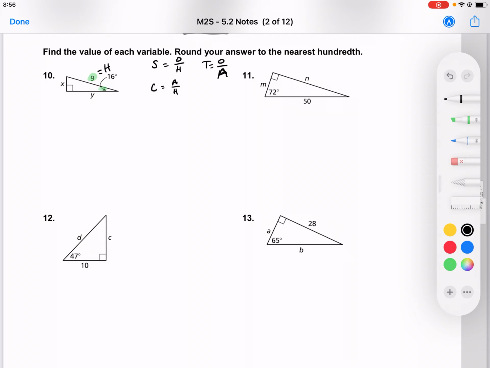Okay, so I'm going to go ahead and start with sine of 16 degrees. So sine of 16 is going to be x over 9. Since the 9's on the bottom, if you recall from last time, I'm going to multiply both sides by 9. And so x is equal to 9 sine of 16 degrees, which is, I'm going to type that in, approximately 2.5.